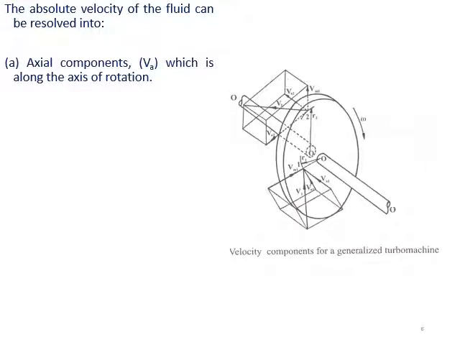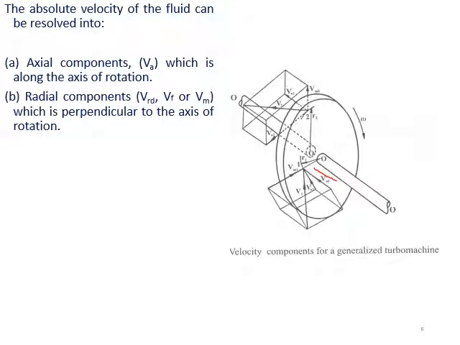The absolute velocity of the fluid can be resolved into different components. The first one is the axial component, that is denoted by VA, which is acting along the axis of the rotation. See here, this is absolute velocity V1, and here the axial velocity is taking place in the axial direction. So this shows VA, that represents the axial component along the axis of the rotation. In similar manner, it is at exit also.